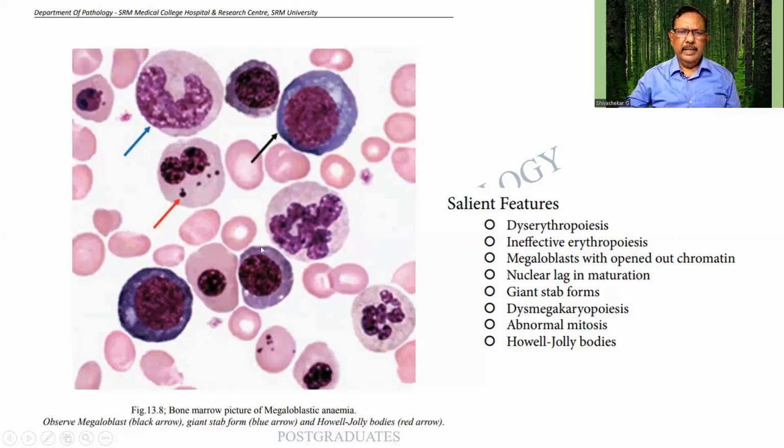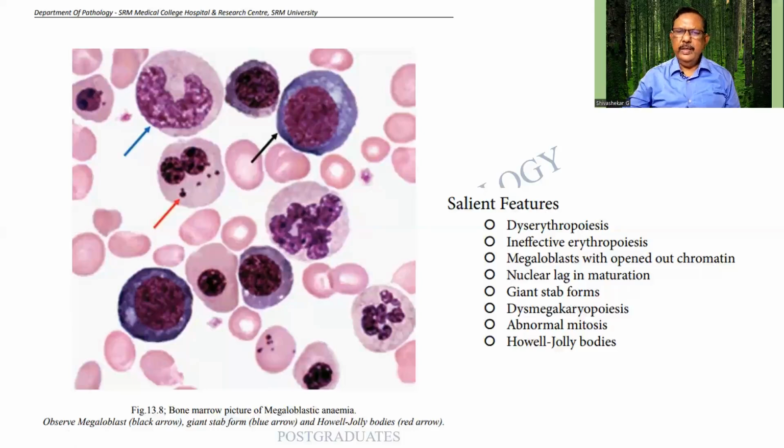But even as the series matures, this is a polychromatic, this is an orthochromatic cell, I find that the nucleus is still lagging behind, though there is a condensation of the chromatin. Again, there is a cell with dual nuclei that have become incompletely separated. Something is wrong with the development. We can call it dyserythropoiesis. There is a cytoplasmic bleb, nuclear bleb that I am seeing. And a giant stab form is also there for us. It may be even larger than the myelocyte or even a promyelocyte.